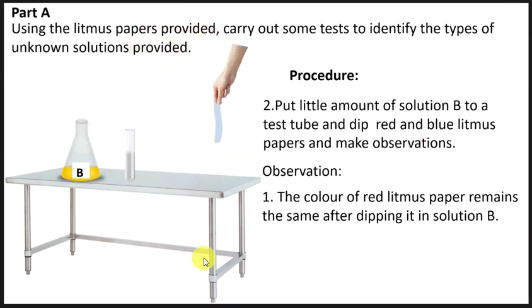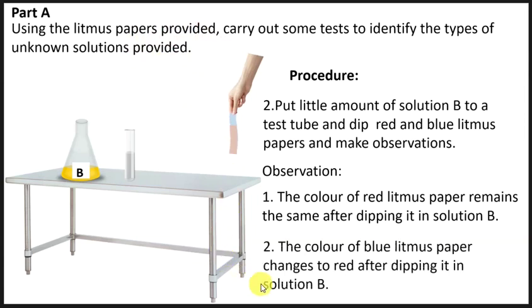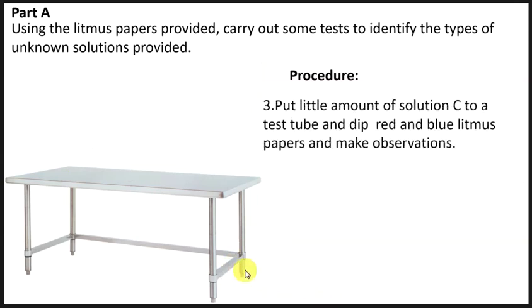Okay, so we see that the blue litmus paper has changed to red. So our observation 2 says we'll write it as the color of blue litmus paper changes to red after dipping it in solution B. Okay, so that's what we have seen. Then we go to another part of the experiment, which is part 3.